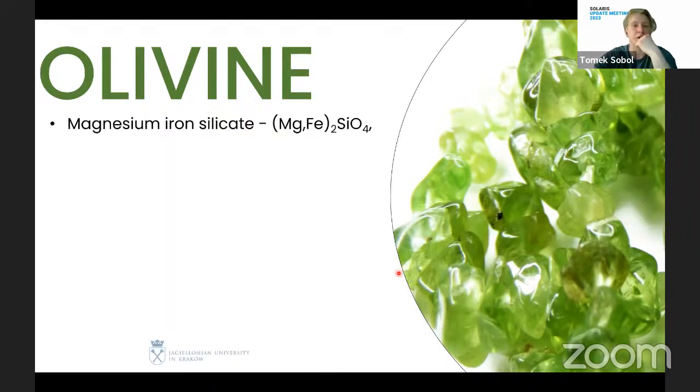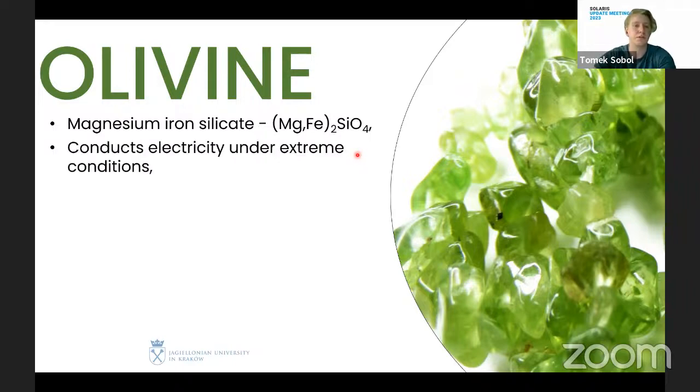Okay, so what is really olivine? Olivine is a magnesium iron silicate. We can see the chemical formula, and olivine is created from magnesium, iron, silicon, and oxygen, basic elements that we can meet more or less all over the planet. What else we know about olivine is that it conducts electricity under some extreme conditions. For example, at high temperatures olivine can conduct electricity. It's a conductor, but in the regular state, it's an insulator.